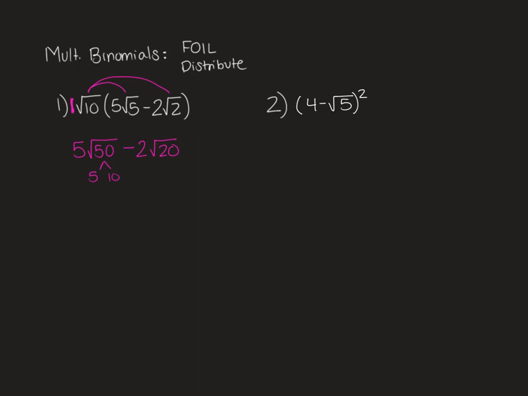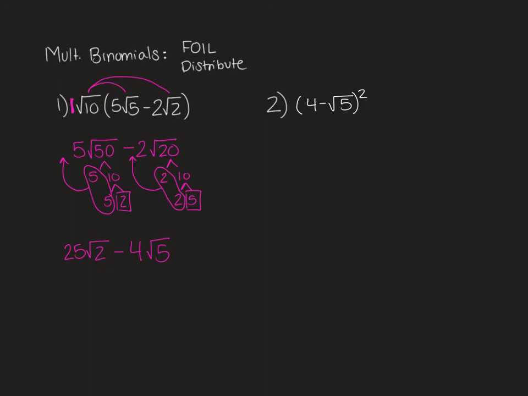Well, 50 is 5 and 10. 10 breaks down to 5 and 2. This is a square root, so I'm looking for groups of 2, 1 left over. We can also break down 20 into 2 and 10, and 10 goes to 2 and 5. There's my group of 2, the 5 left over. So a 5 will come out here and multiply, so we get 25 square root of 2 minus a 2 will come out here, so we will get 4 square root of 5. And I can't simplify that anymore because they are not like radicals.